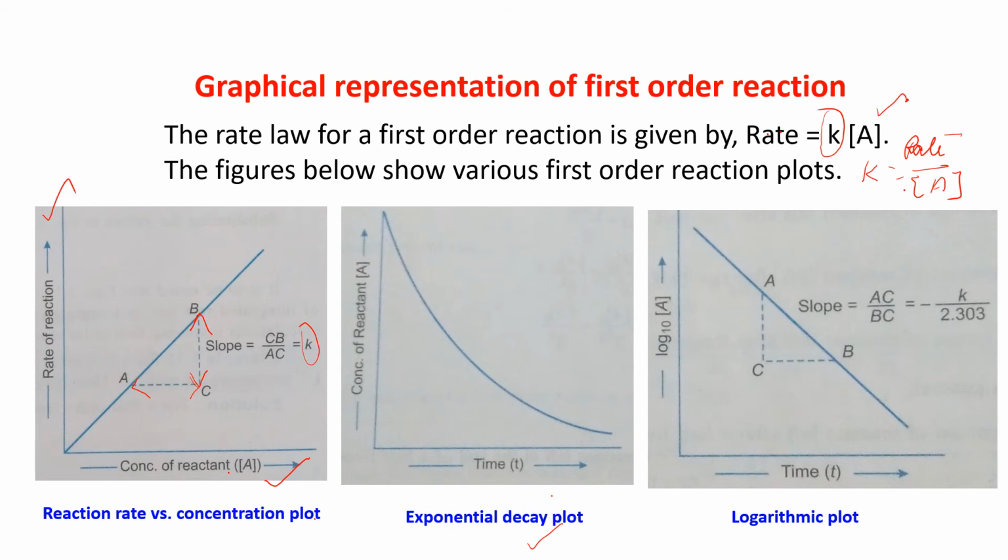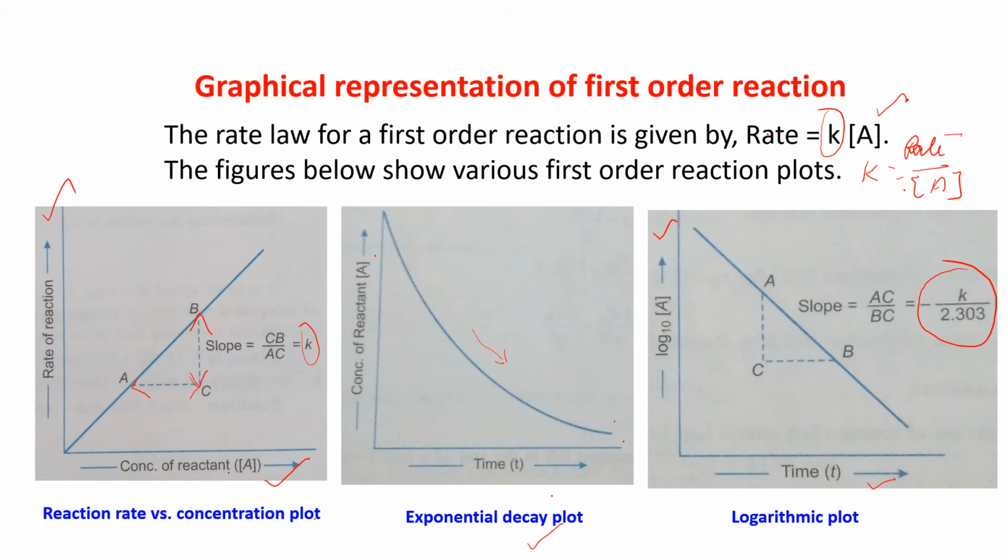Exponential decay plot. This is showing you how the concentration of A keeps on decreasing with the increase in time, because it is depending upon the concentration of A. So as the time increases, the concentration of A will decrease. Have you seen? This is known as the exponential decay plot. And this is another graph, that is the logarithmic plot, where we are plotting the graph log 10 A versus time. We are getting a negative slope, and the slope of the graph will give you minus k by 2.303.